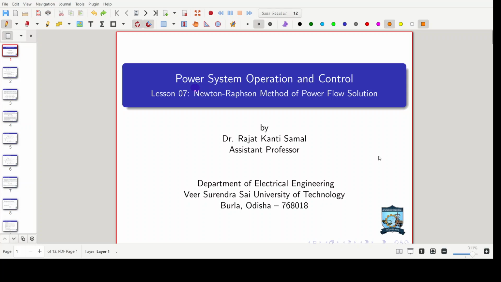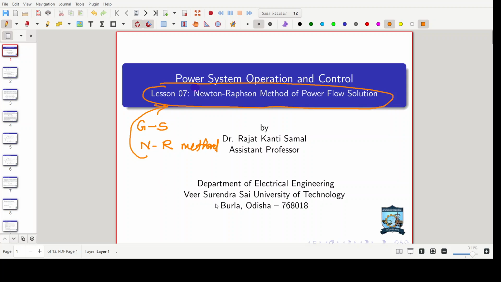Good afternoon, everyone. Today we are going to complete the Newton Raphson method of power flow solution. So far we have seen the Gauss-Seidel method, and we just completed the basics of the NR method as applied to various equations in the last class, and today we are going to complete this.